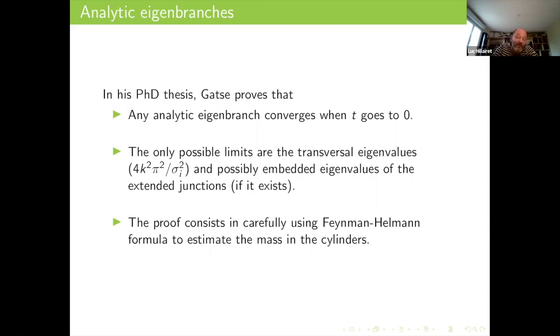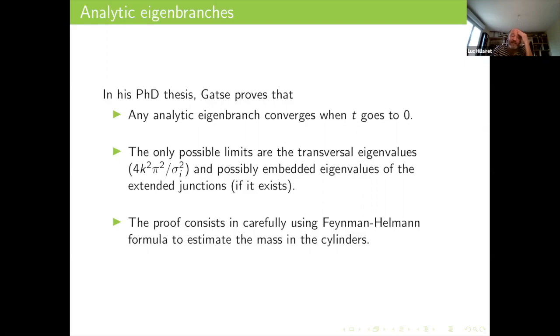But there is another possibility: for each junction, you can imagine the non-compact surface that is obtained by gluing an infinite cylinder on each boundary component of the junction. And if this non-compact surface has an embedded eigenvalue, then it is also a possible limit of the analytic eigenbranch.